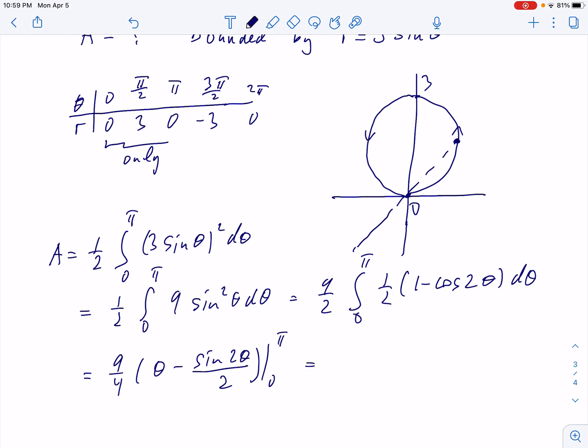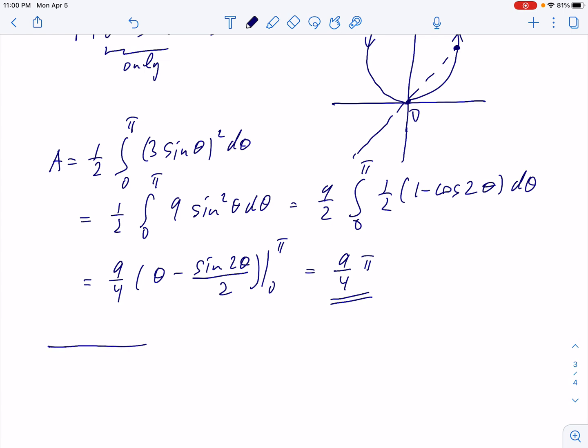Look, the sine at both endpoints will be 0. So we have 9/4 pi, theta between 0 and pi. This is our area. Good.